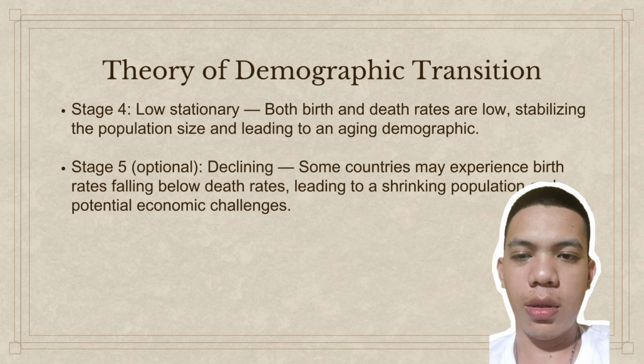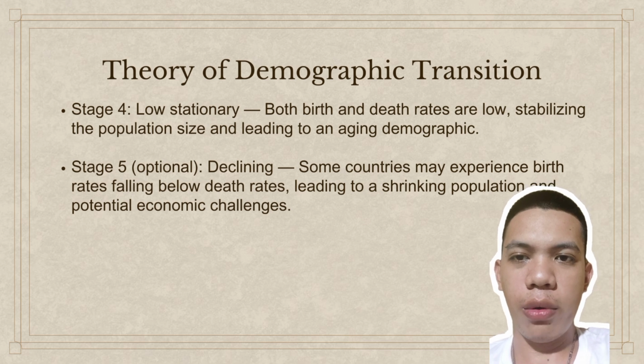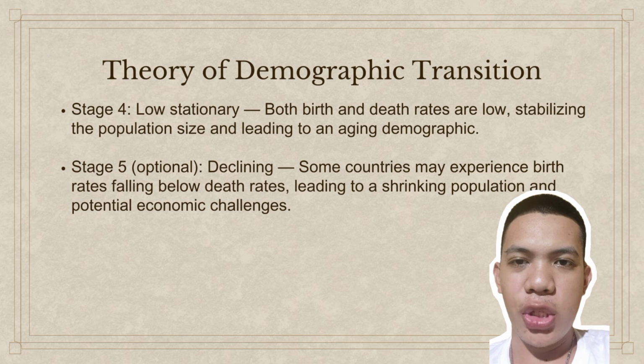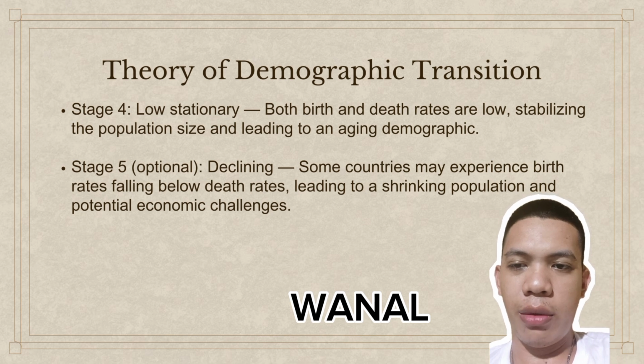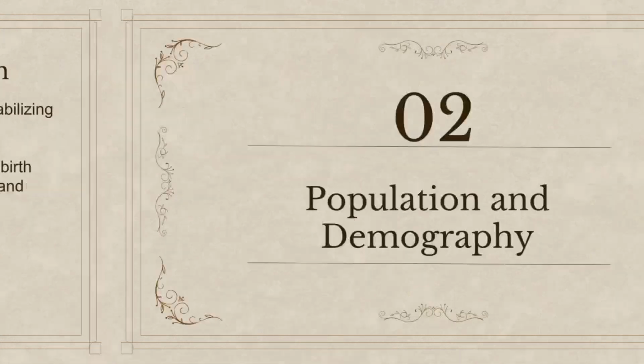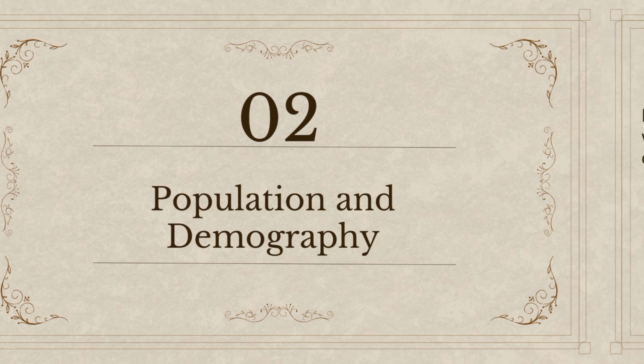Stage 4, low stationary: both birth and death rates are low, stabilizing the population size and leading to an aging demographic. Stage 5, optional, declining: some countries may experience birth rates falling below death rates, leading to a shrinking population and potential economic challenges.